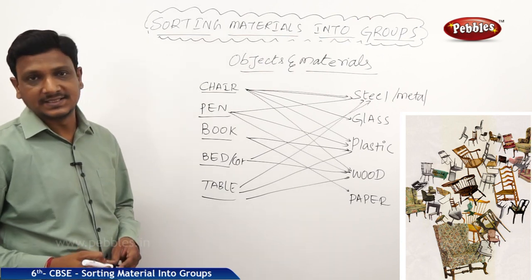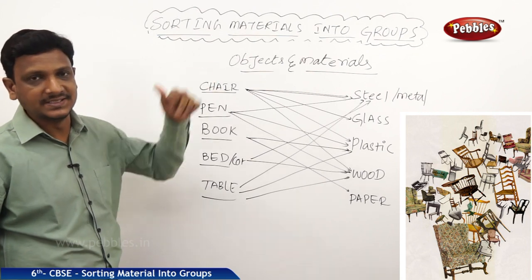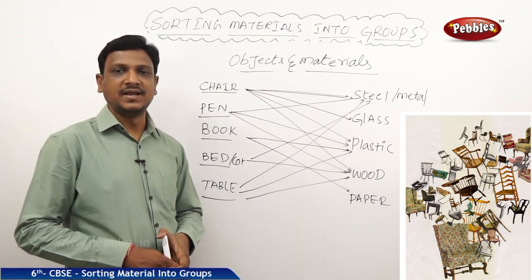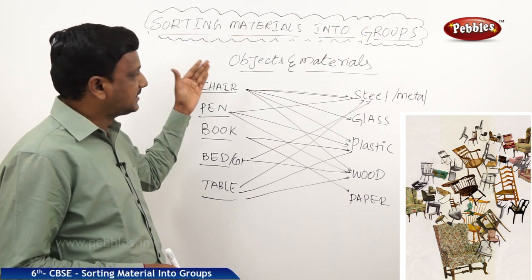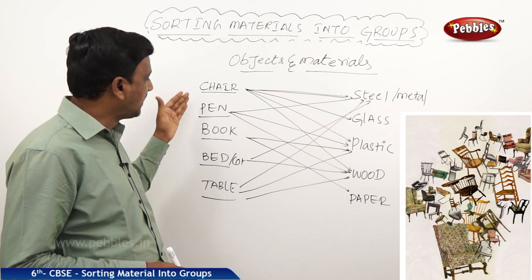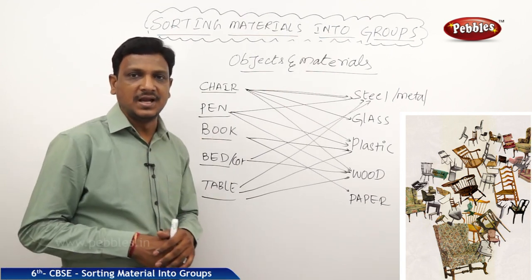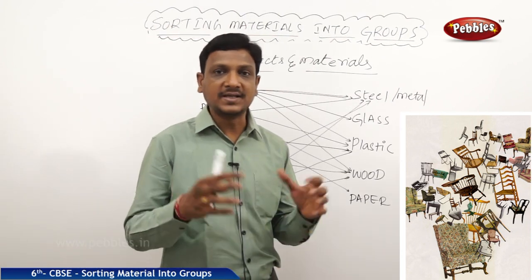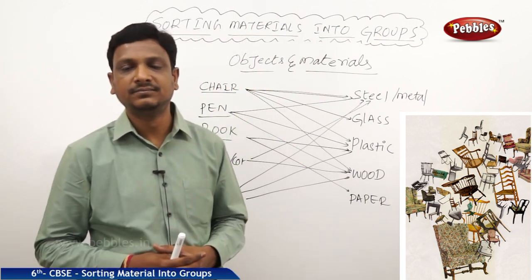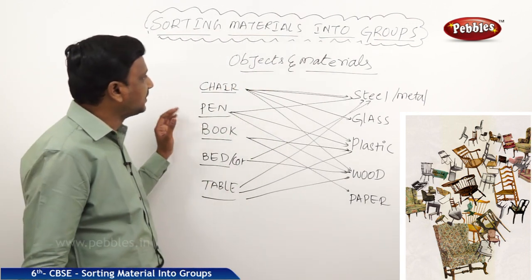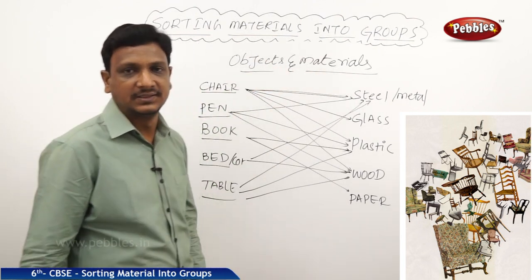So now you see that an object can be made up of more than one material, right? A chair is either made up of steel or glass or plastic or wood. A pen, book, bed, table. Likewise, you can make a list of items and think about how many types of materials that particular item can be made of, right? So here we found the relation that an object can be made with more than one type of material.